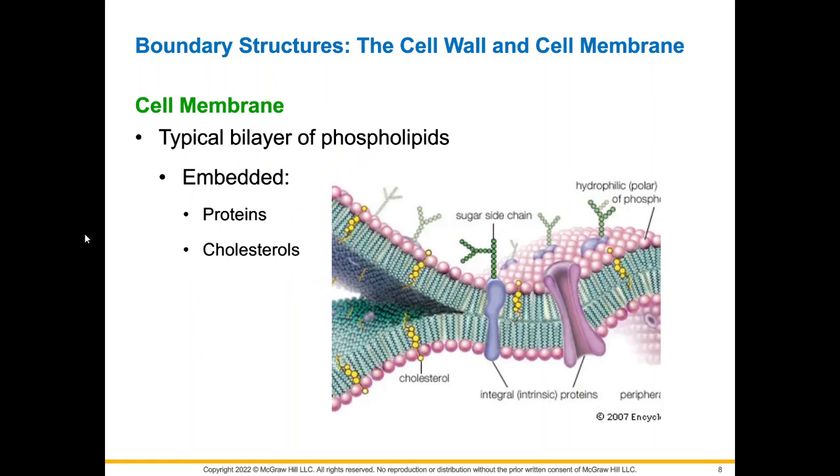The cell membrane. So again, all cells have a cell membrane. If you imagine a cell like a water balloon, that rubber that makes up the balloon would be equivalent to the cell membrane of a cell. But it's not made up of rubber. So the cell membrane is going to be a bilayer of phospholipids. Bi means two, so it's two layers of phospholipids.